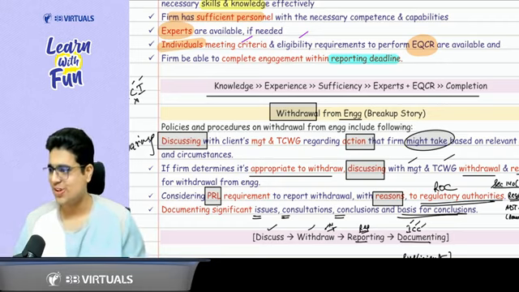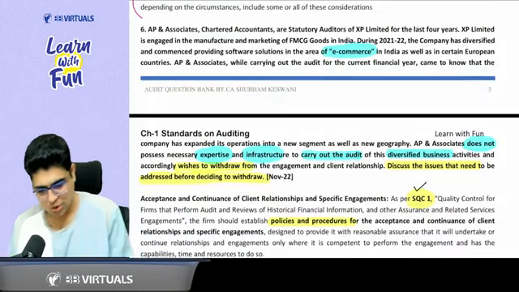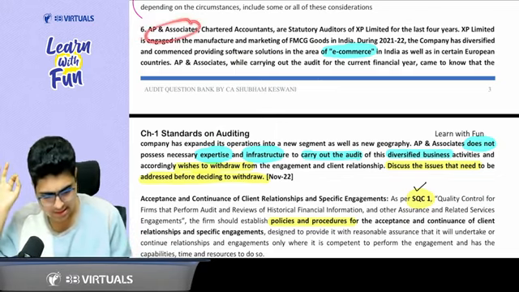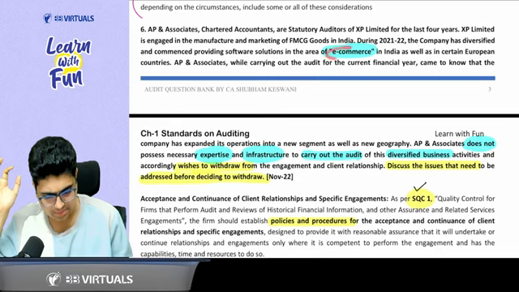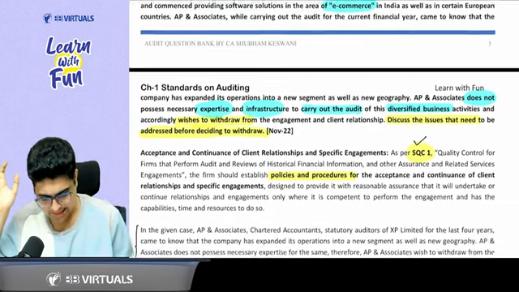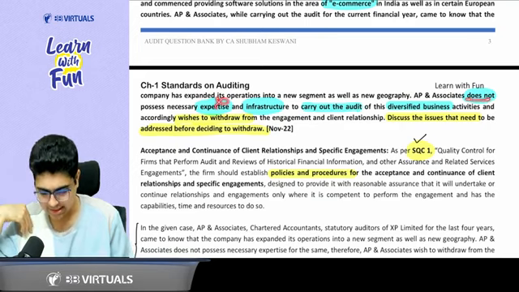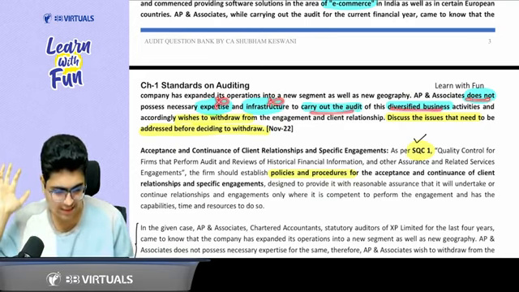Let's do a good question on this. Come on. Yes, everyone. Please come to question number 6. Sir, question number 6 says AP and Associates are the statutory auditor. Okay. They are auditing XP Limited. XP Limited has started the business of e-commerce and AP and Associates realize that they don't have the expertise. They don't have the expertise and infrastructure to do the audit of this diversified business.